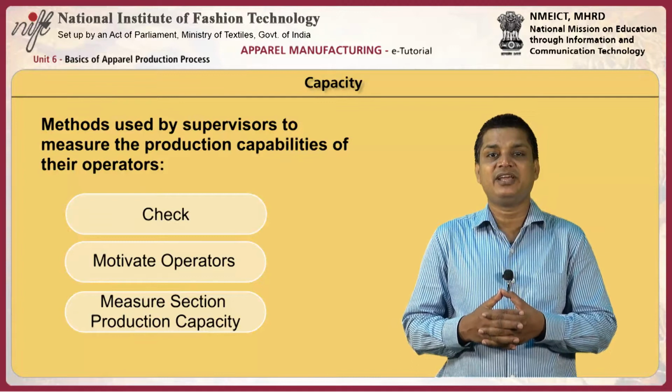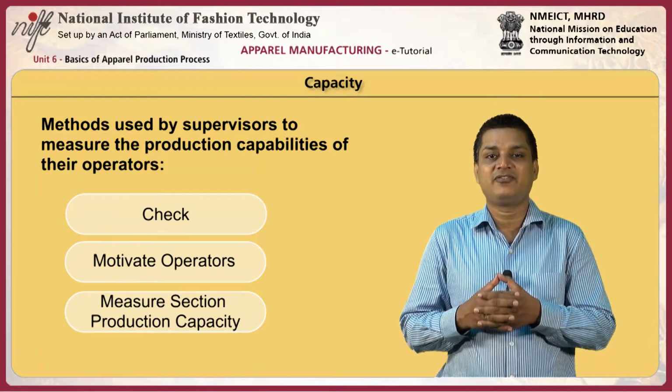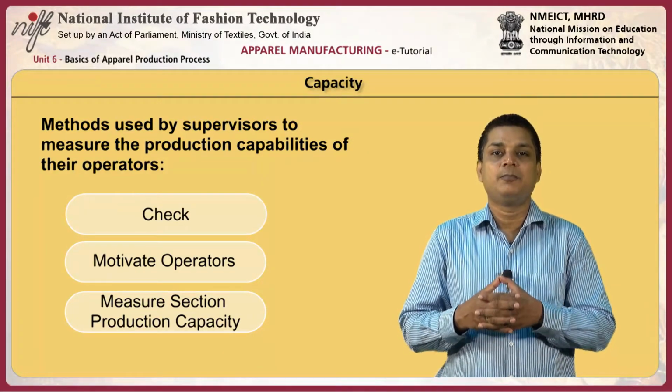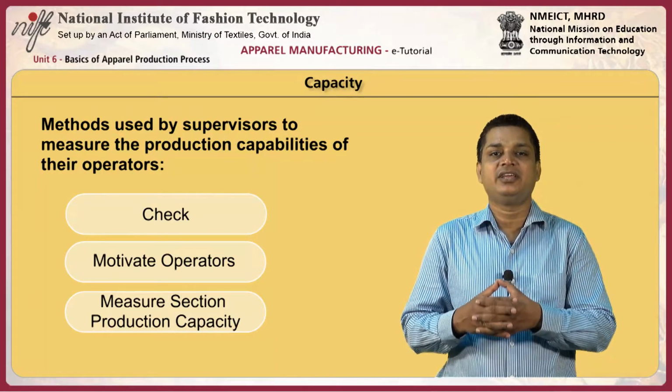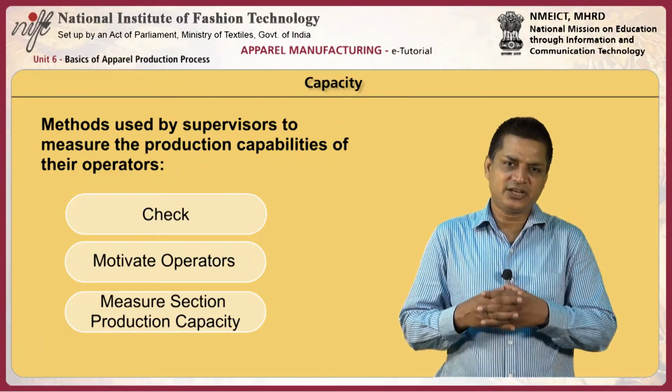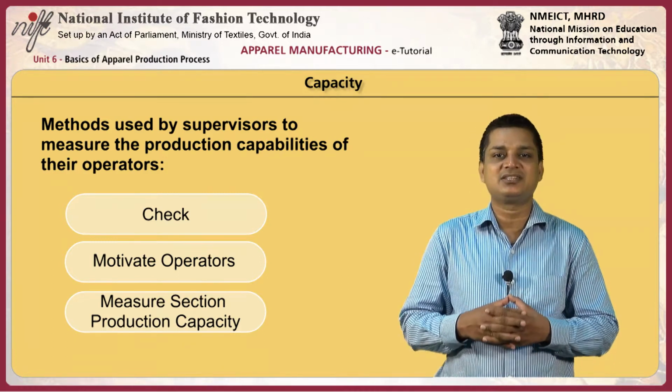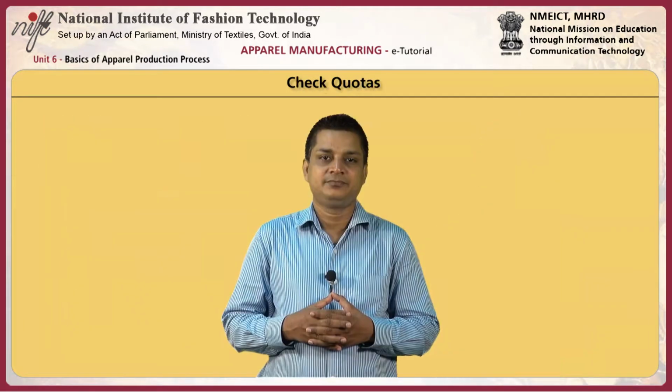Here are some ways by which supervisors find it useful to measure the production capabilities of their operators: check quota, motivate operators and measure section production capacity.